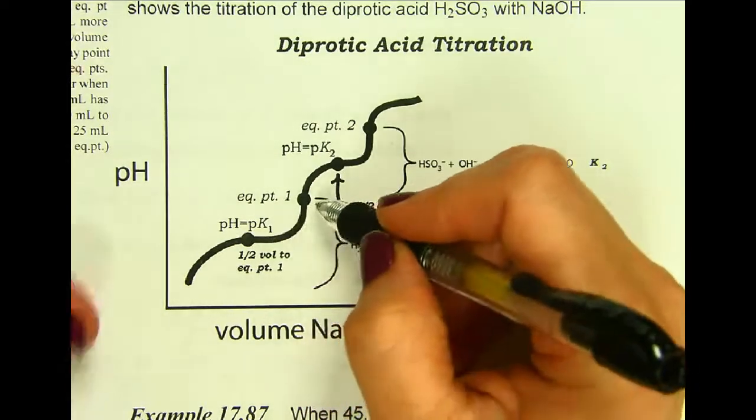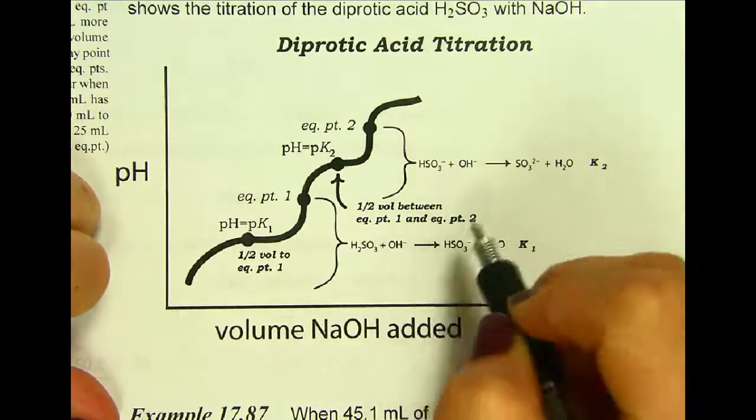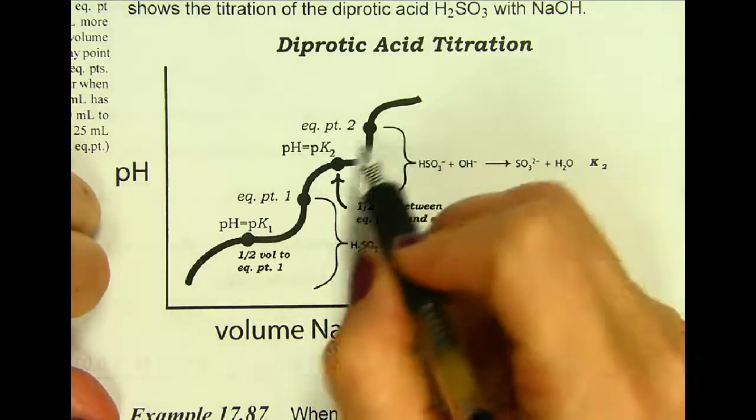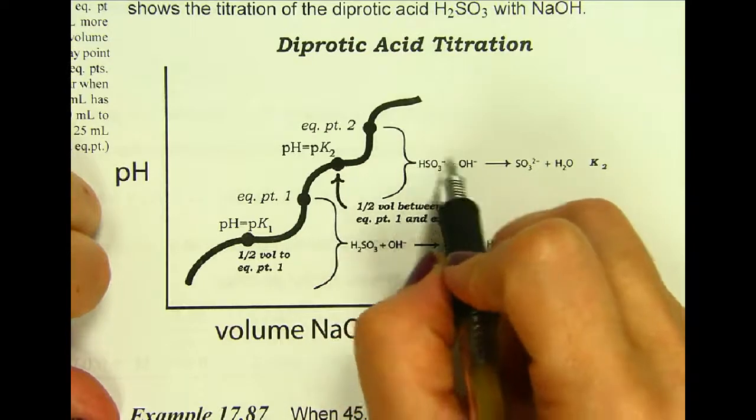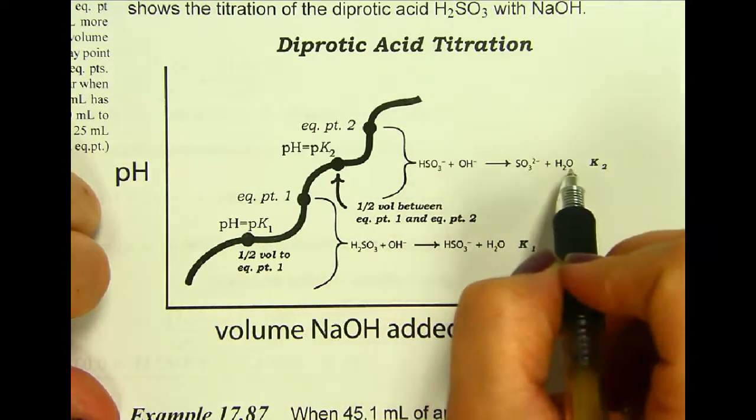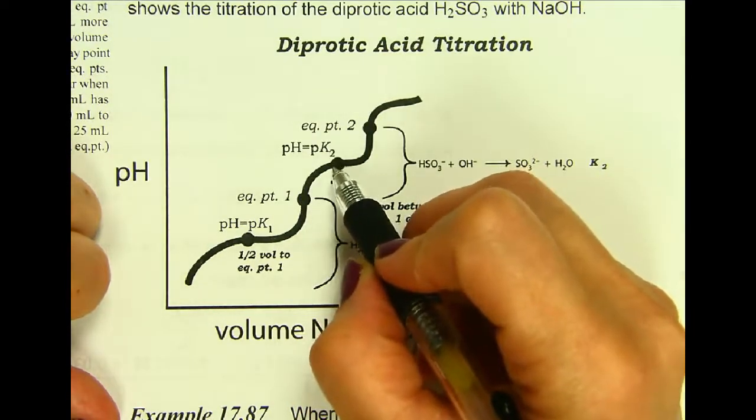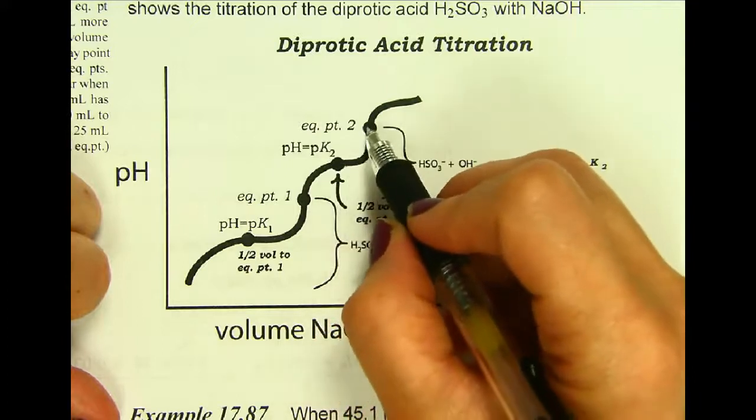Then after that one finishes transferring, the second proton from HSO3 negative begins to transfer its hydrogen over to hydroxide, which is going to leave us with SO3 2 negative and water again. And so here is the halfway point of the second ionization, and then here is the equivalence point of the second ionization.